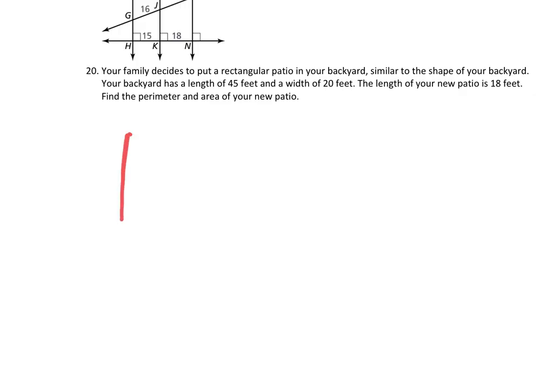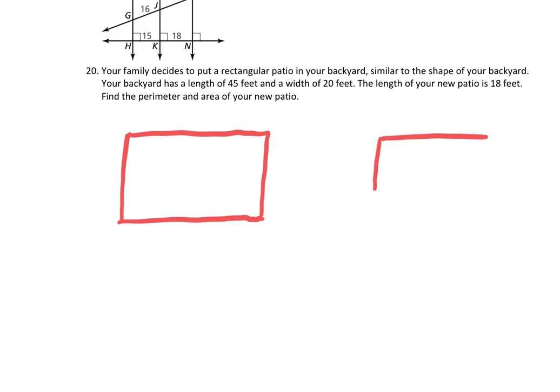Okay, I'm going to kind of help you get this one set up. You are going to have one like this on the test tomorrow. We have two rectangles, a rectangular patio. Okay, so I'm going to go ahead and draw both of them. And it says it's going to be similar shape. Okay, and so the length of your backyard is 45 feet by 20 feet.